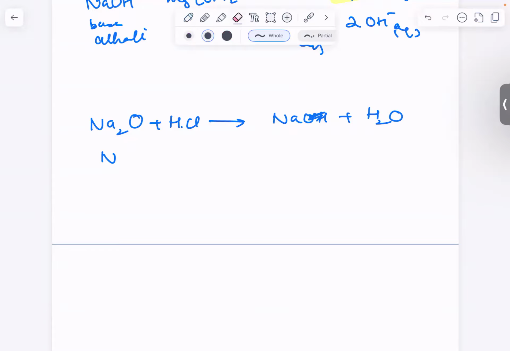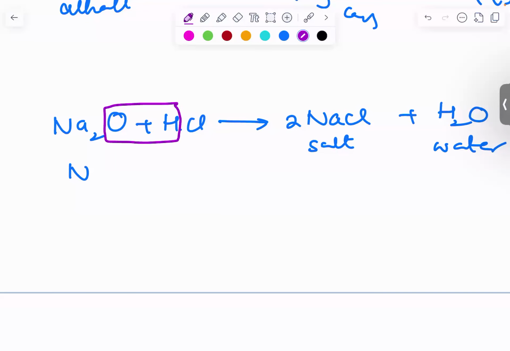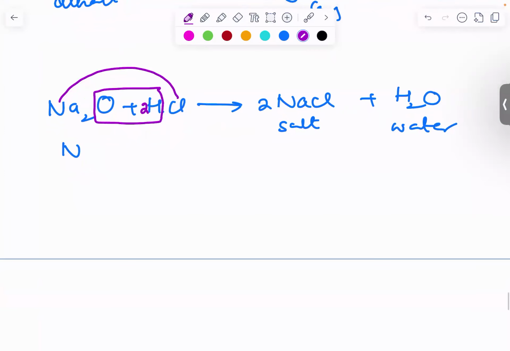Oh dear. This should be NaCl. To NaCl plus, yeah, salt and water. Salt and water, right? You can see it like this. This is water being removed. And this is NaCl. All right. So I hope it's clear.